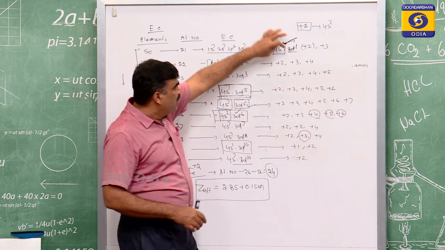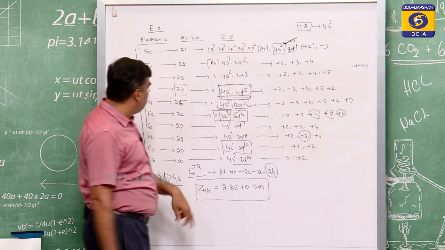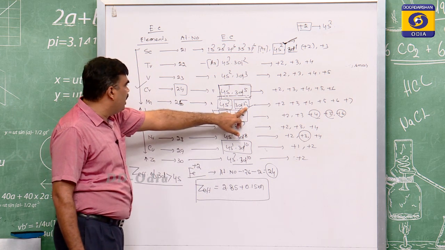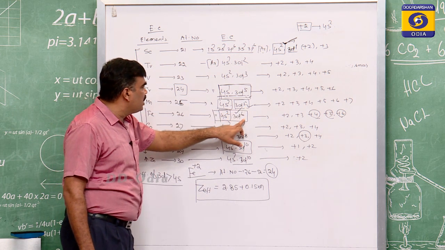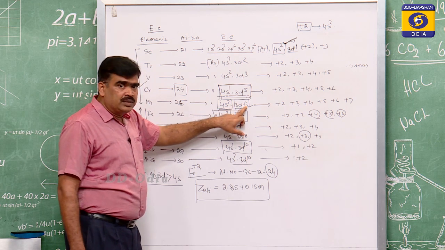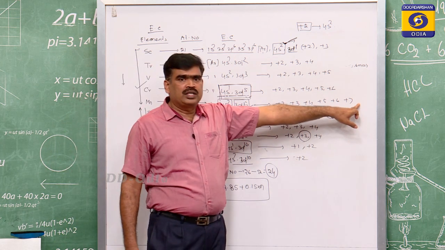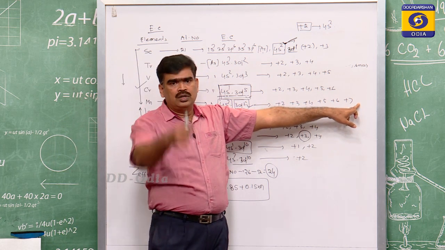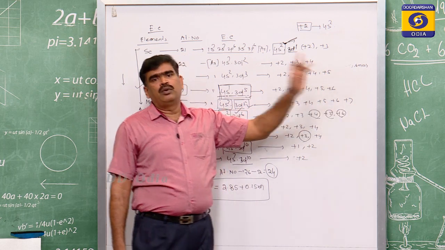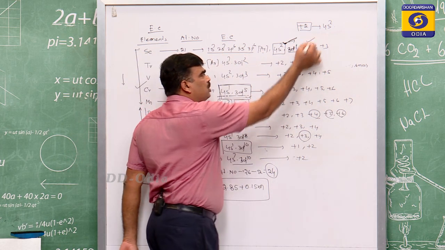And you see, as the number of d orbital electrons gradually increases up to manganese, then pairing of electrons starts here. The maximum number of electrons participating in bonding is 5 + 2, 7. So it shows the maximum oxidation state. So manganese shows the maximum oxidation state among the 3d series. Okay? So this oxidation state is unstable.